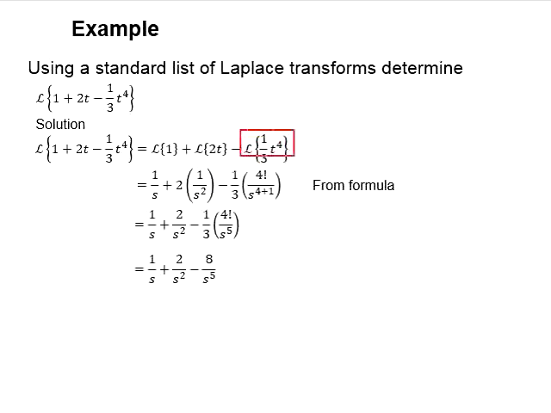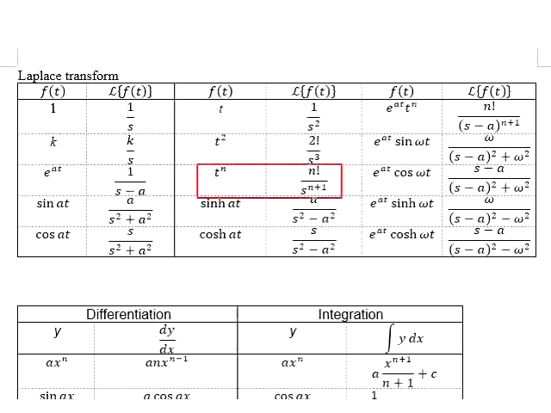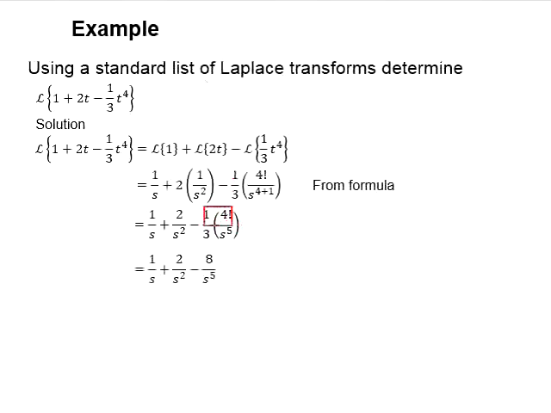Next, you do the Laplace transform of this. Take out 1 per 3. You are actually doing the Laplace transform of t to the power of 4. Refer to the formula here. For t to the power of 4, it will be 4 factorial divided by s to the power of 4 plus 1, which is s to the power of 5. That gives you this outcome. Solve the equations, and you get your final solution.